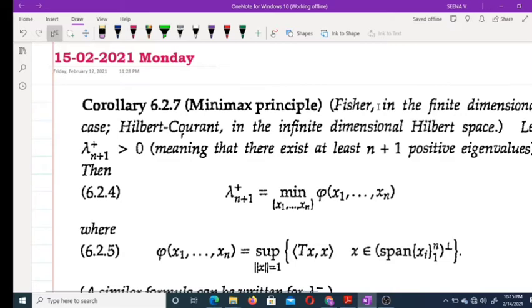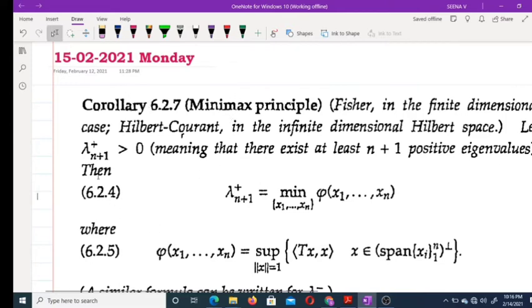Today we are going to discuss one principle called the Minimax Principle. This is Corollary 6.2.7. Fisher proved this in the case of finite dimensional space, and Hilbert and Courant proved this in the case of infinite dimensional Hilbert space. Now, just look at the statement of the minimax principle.